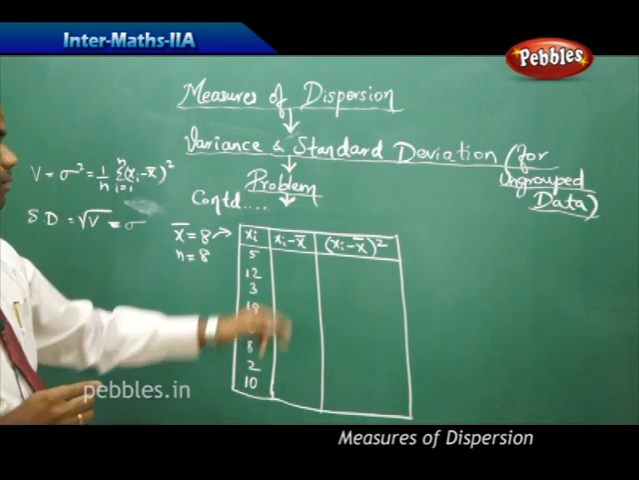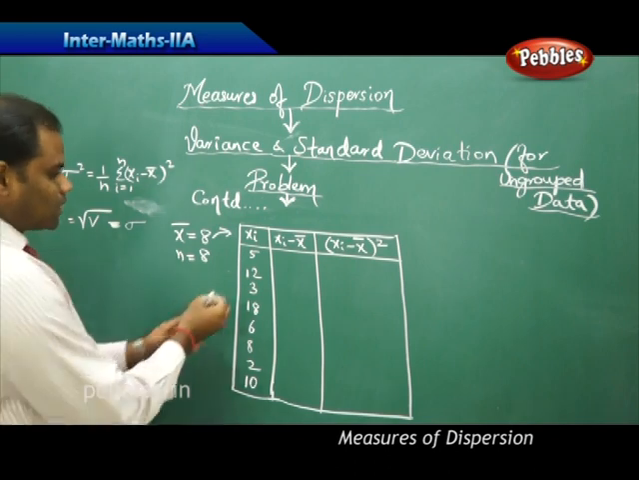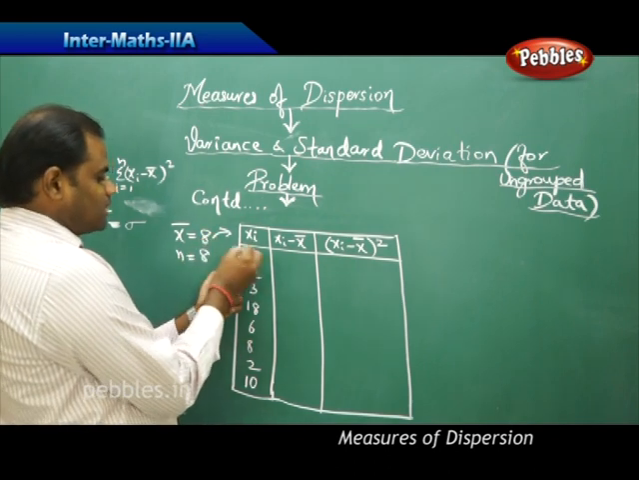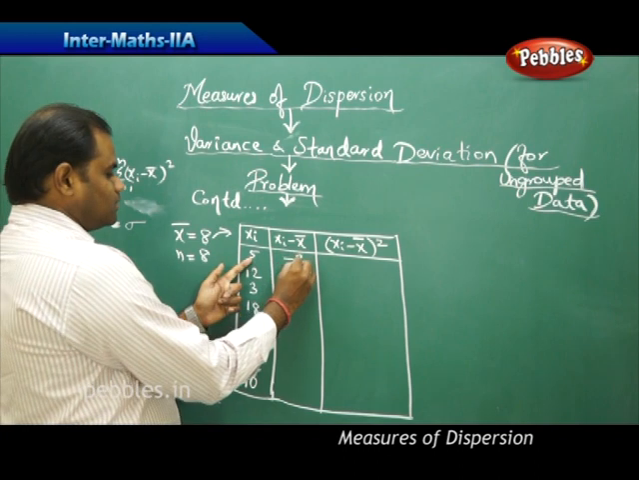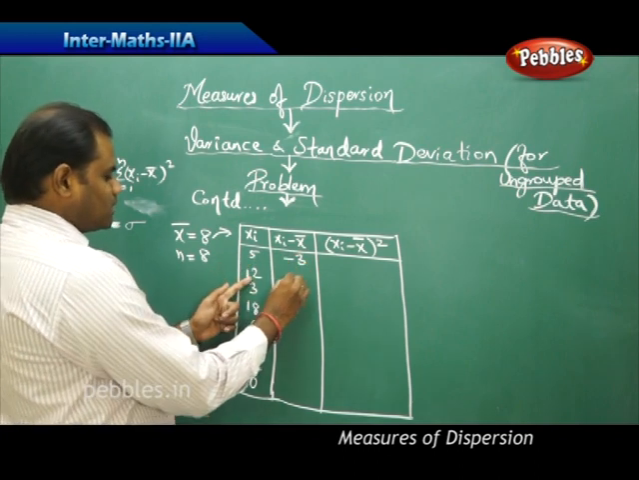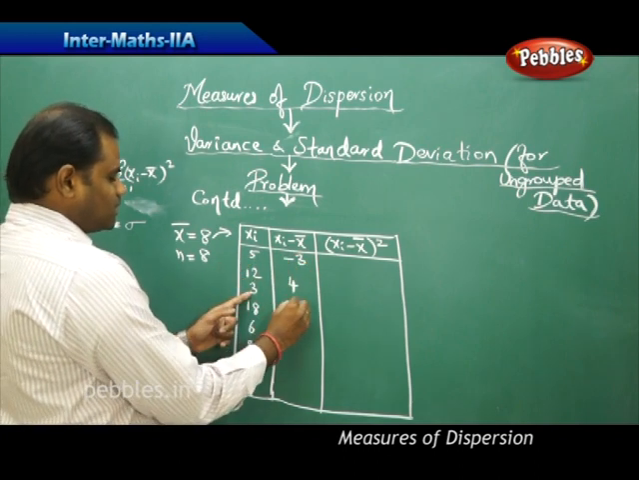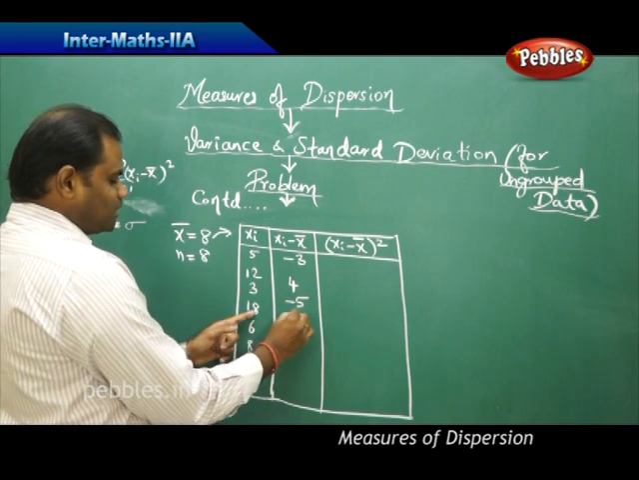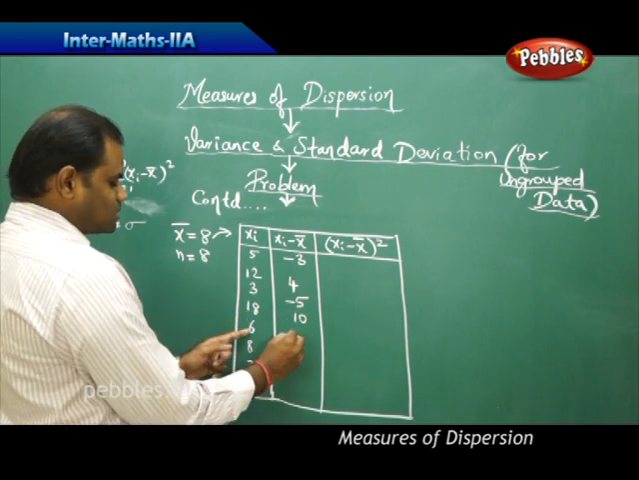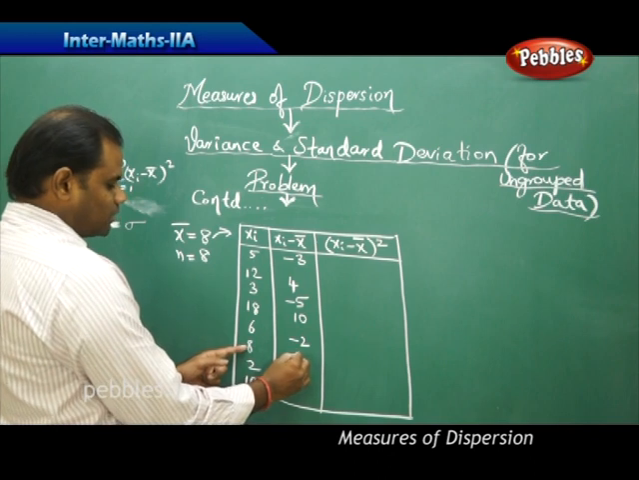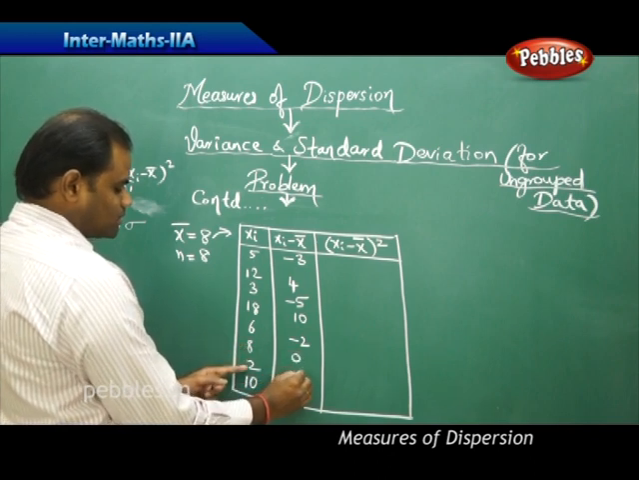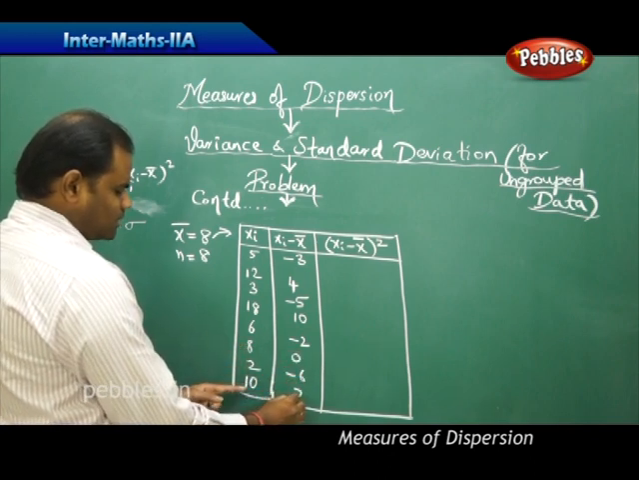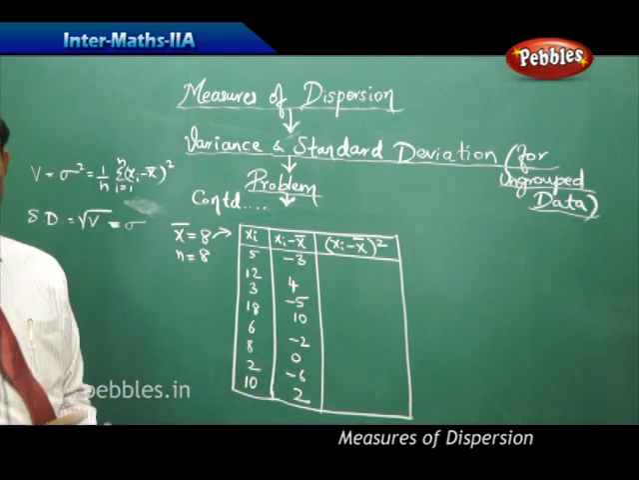So let's see how I can find xi minus x bar. Now my first xi is 5 and x bar is 8. So 5 minus 8 is minus 3. 12 minus 8 is 4. 3 minus 8 is minus 5. 18 minus 8 is 10. 6 minus 8 is minus 2. 8 minus 8 is 0. 2 minus 8 is minus 6. 10 minus 8 is 2.